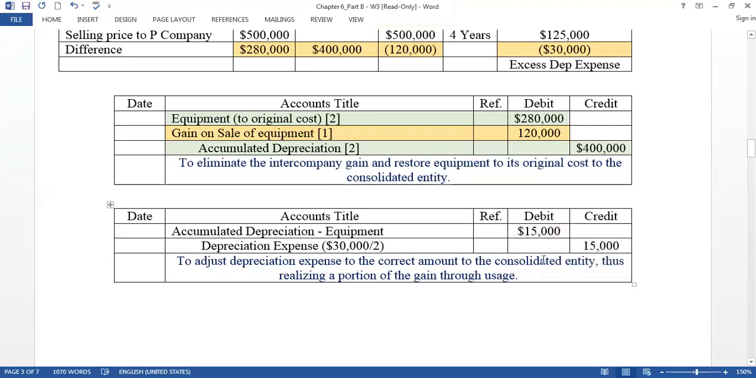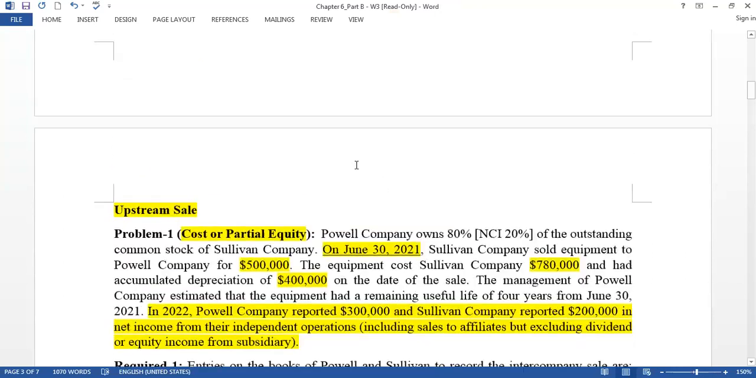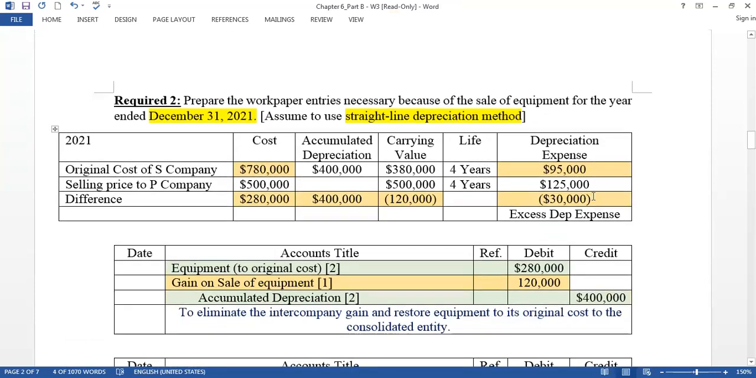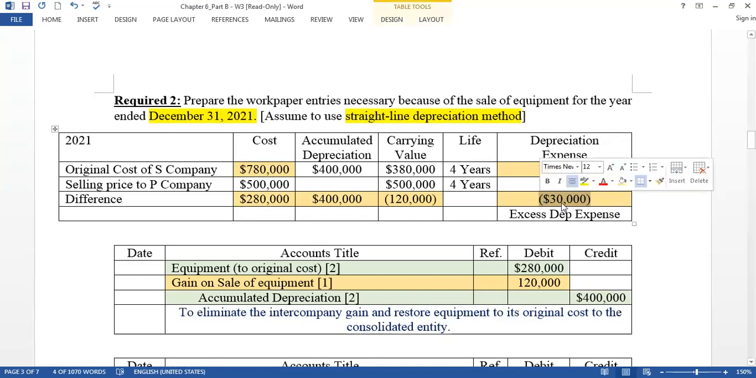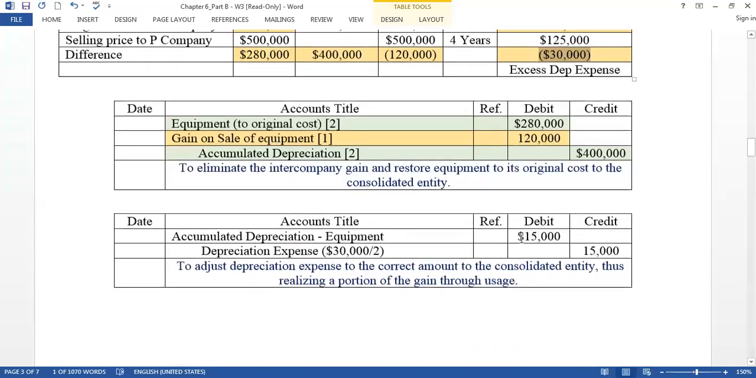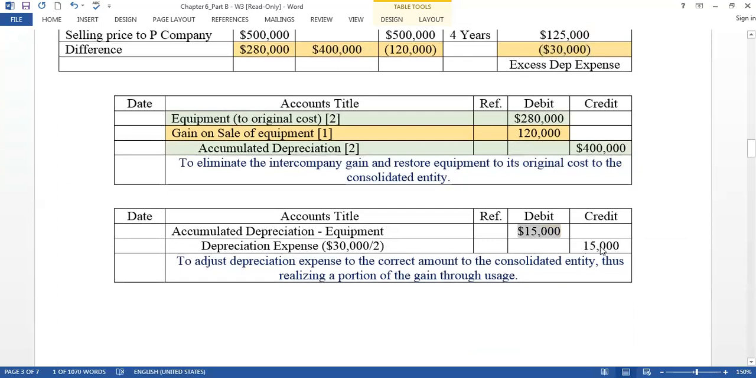Why $15,000? Because I told you, read the question very carefully. It is from June 30, right? From June 30, so we should think about only 6 months. Although it is $30,000, that is for a full year. But the consolidated financial statement considers this from June 30. Therefore, the total $30,000 is not excess, because it is for 1 year, but for 6 months, it is only $15,000.